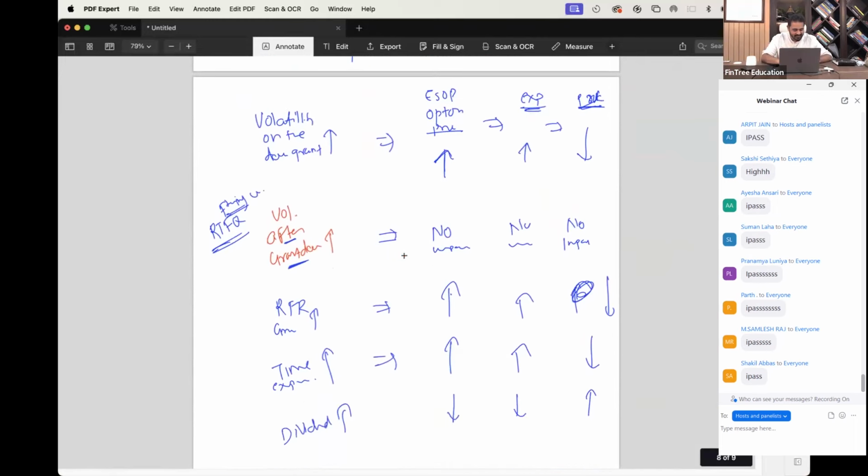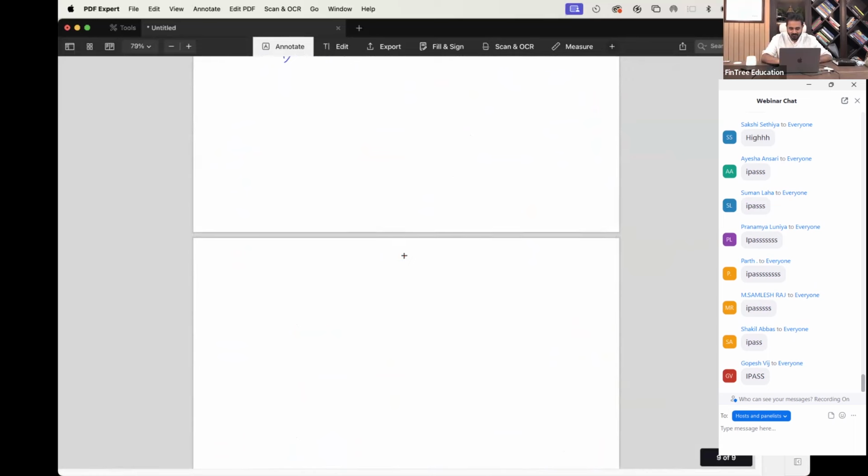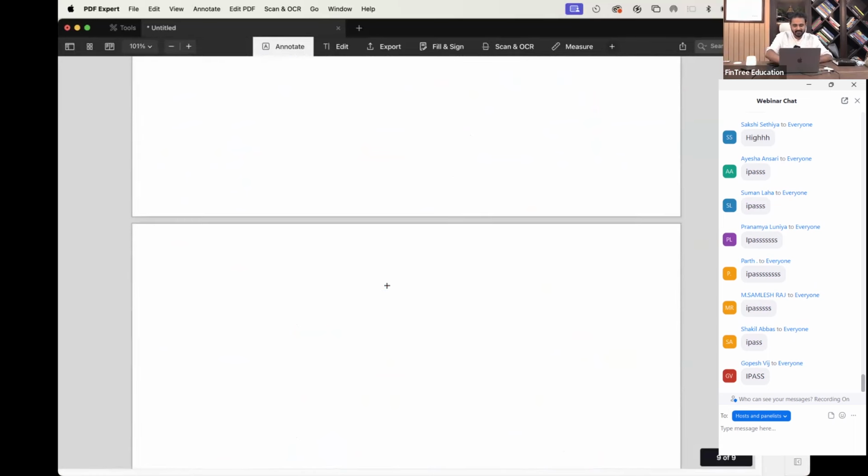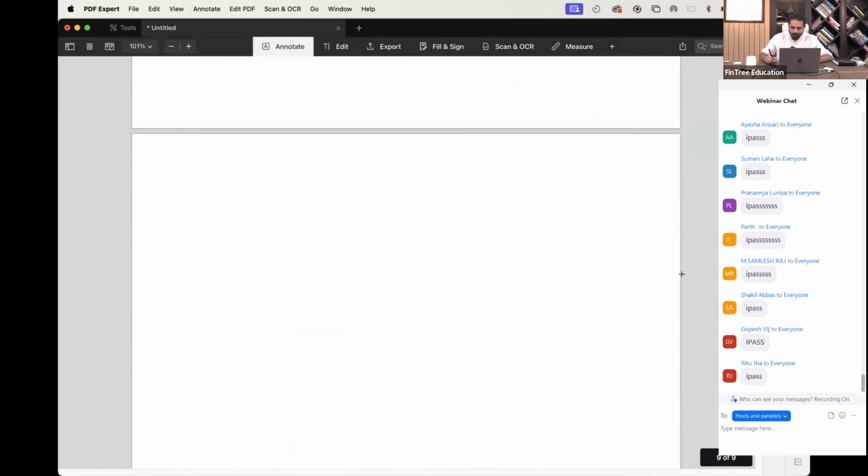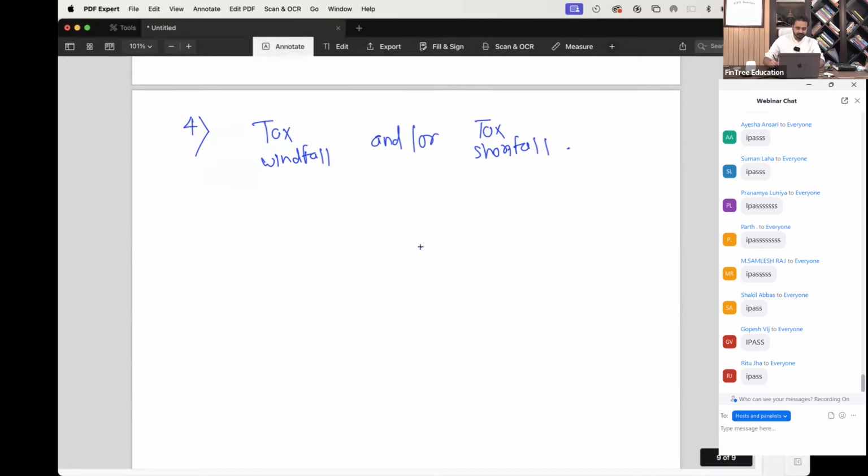All right, so 3 sections done out of 8. Now we jump to the 4th one. This is where it gets a little complicated. Section number 4 is on tax windfall or tax shortfall. Now what is this? Let me show it to you.